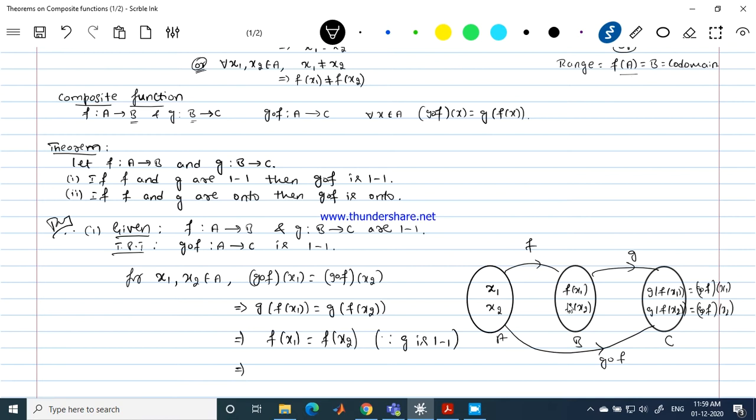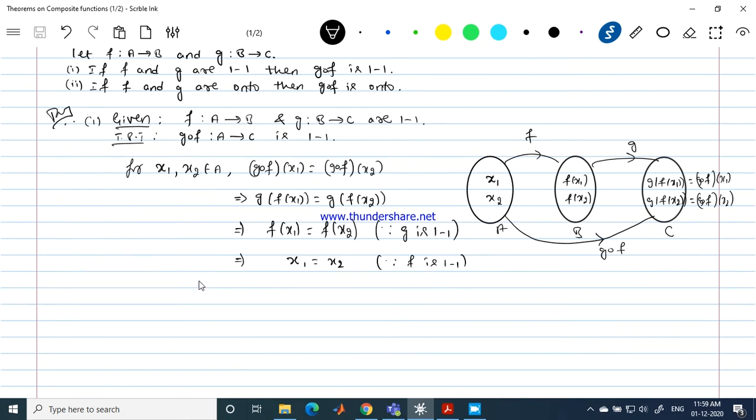Now further, f of x1 is equal to f of x2 and f is a 1 to 1 function from A to B. So if these two are the same, their pre-images must be the same under the function f, that means x1 should be equal to x2 because f is 1 to 1. We started with the assumption that the images of x1 and x2 are the same, and we proved their pre-images are the same under the function f composition g. So that proves f composition g is a 1 to 1 function.